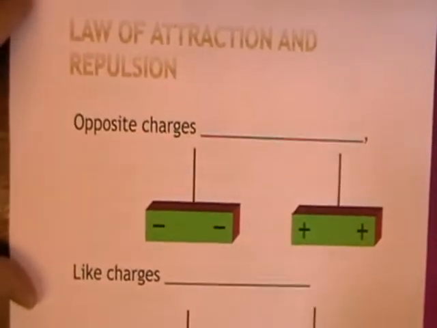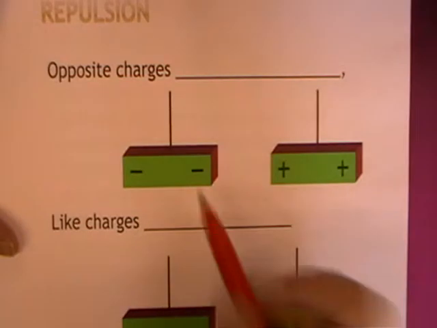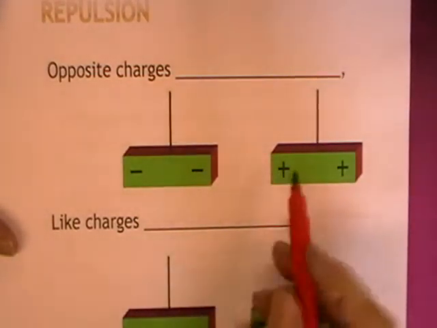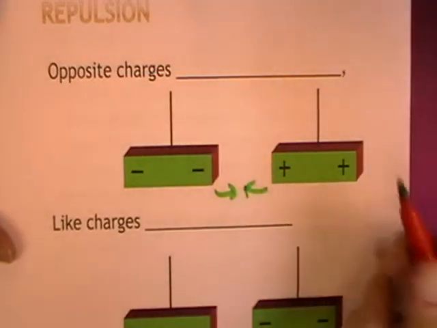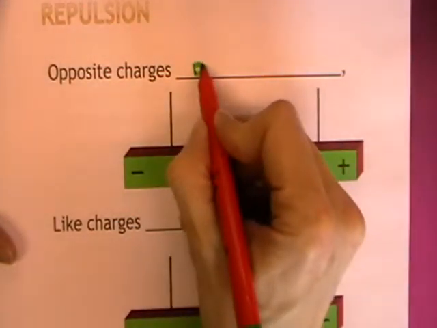So the law of attraction and repulsion: if you have two opposite charges, a plus and a minus, what those two charges will do is they will move towards each other. In other words, they attract.